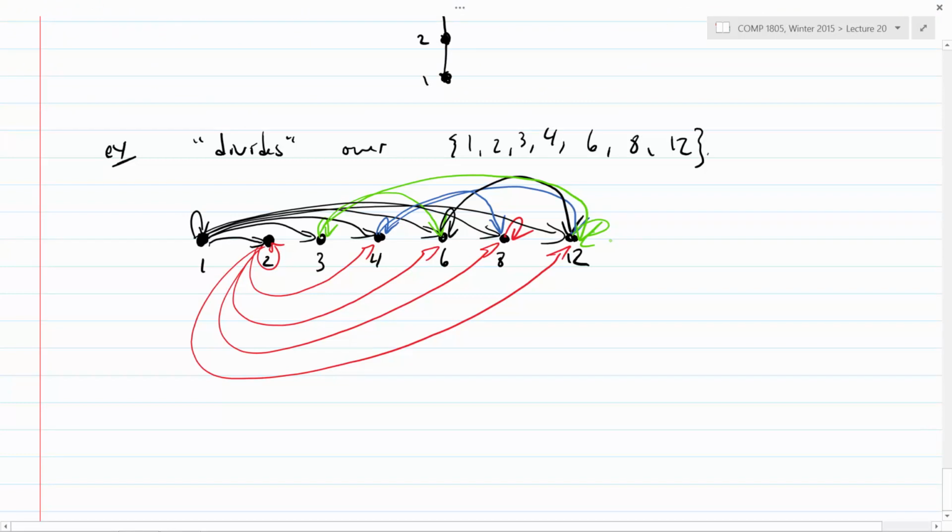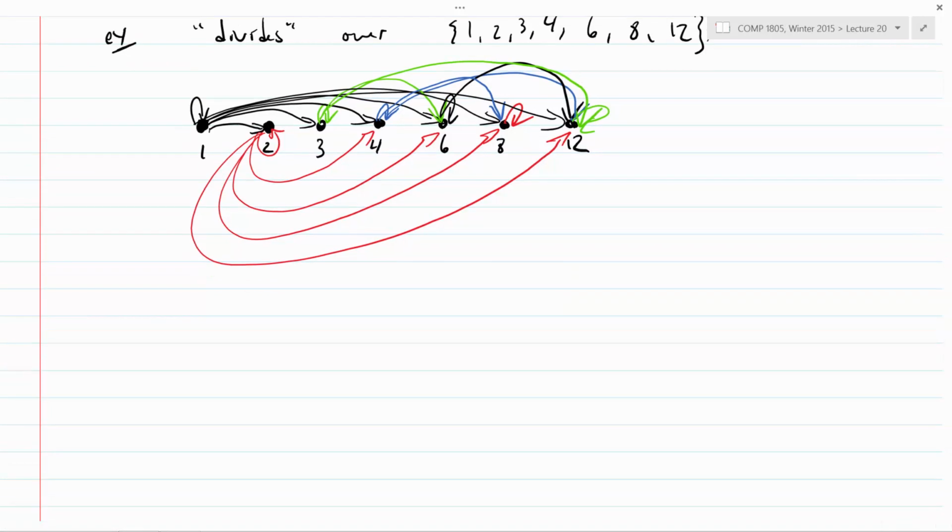Question? All right, so this is obviously really ugly. So let's try to do a little bit better. We know that 1 divides a lot, so it has a lot of arrows going up, which means 1 should be at the bottom. So I'm going to put 1 down here.